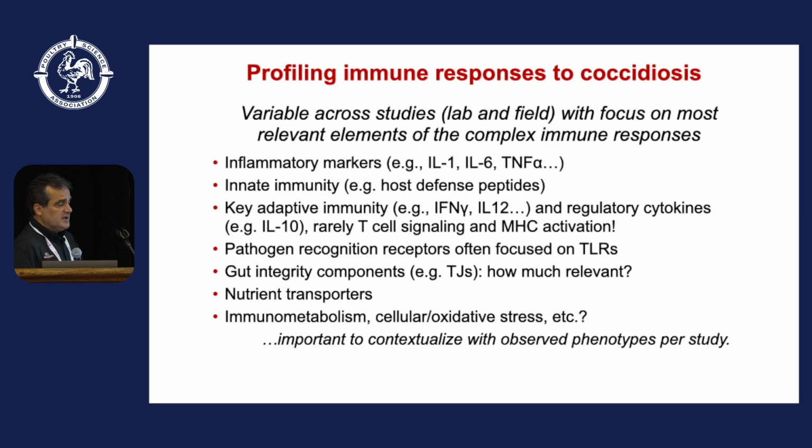Also, we look at pathogen recognition receptors and often focus on TLRs, toll-like receptors. These are the most commonly known or studied. We don't know a whole lot about other receptors, although they are very important in the inflammasome, and that's something we rarely look at in the context of coccidiosis, things that need to be considered.